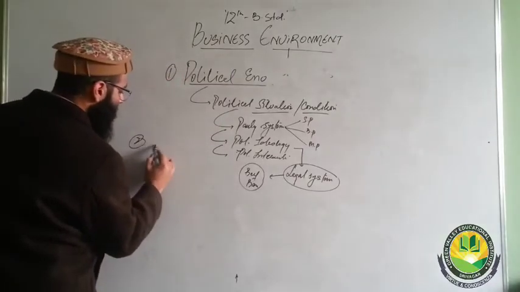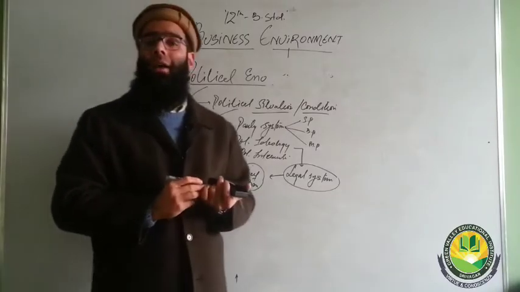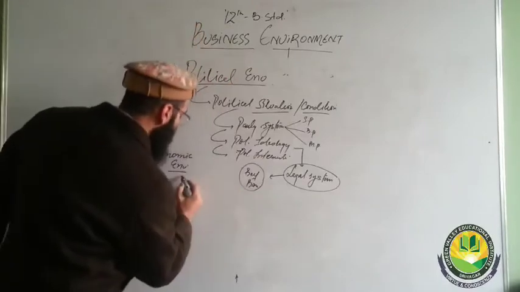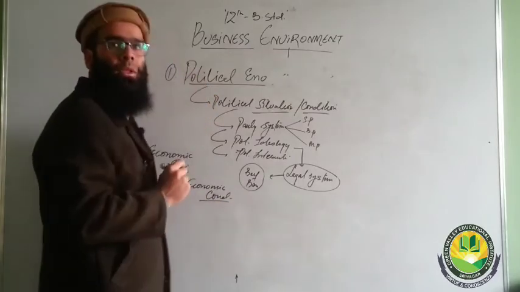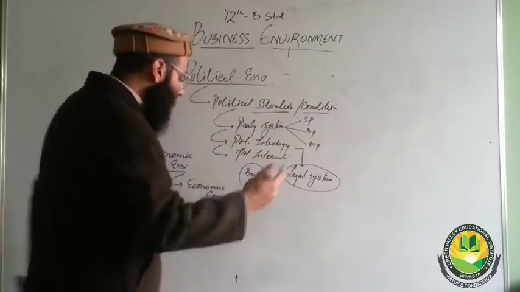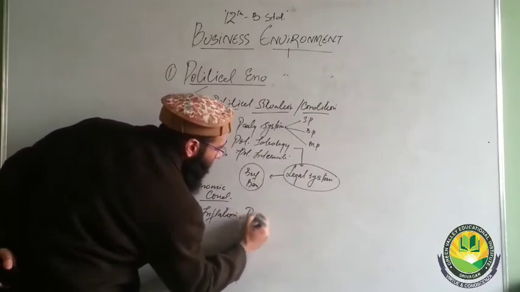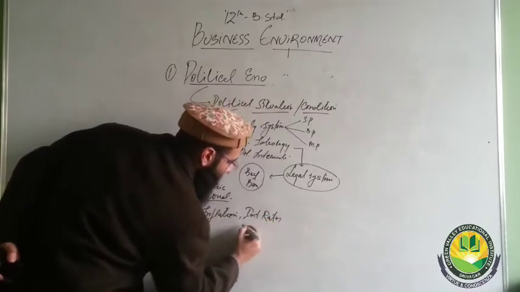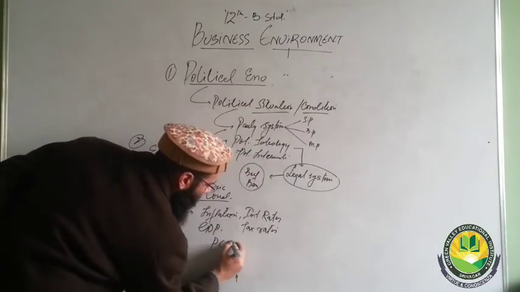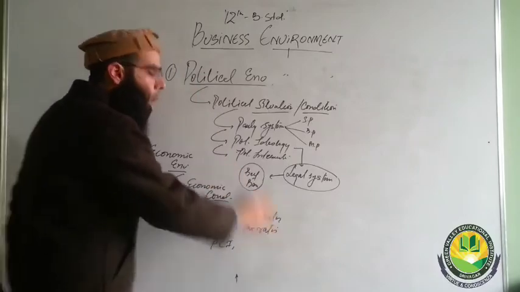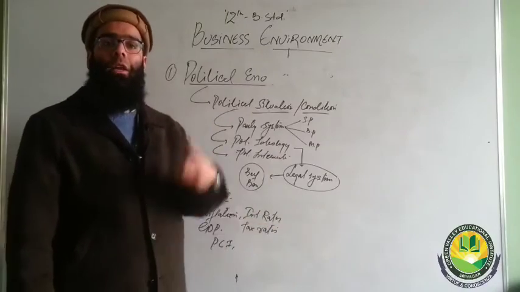The second is the economic environment. When we say economic environment, it also represents the economic condition of a country. So when we say economic condition, it has certain elements like inflation, interest rates, tax rates, GDP, per capita income. So these are all factors which will affect the business environment and which will create the economic environment.